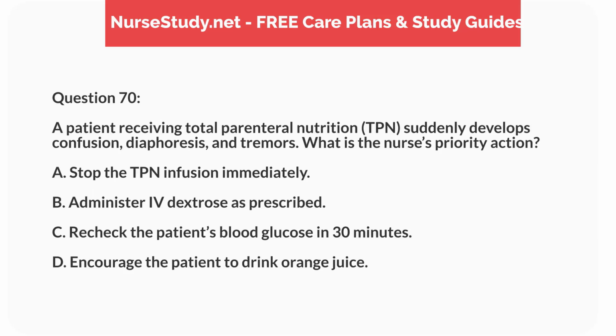Question 70. A patient receiving total parenteral nutrition, TPN, suddenly develops confusion, diaphoresis, and tremors. What is the nurse's priority action? A. Stop the TPN infusion immediately. B. Administer IV dextrose as prescribed. C. Recheck the patient's blood glucose in 30 minutes. D. Encourage the patient to drink orange juice.